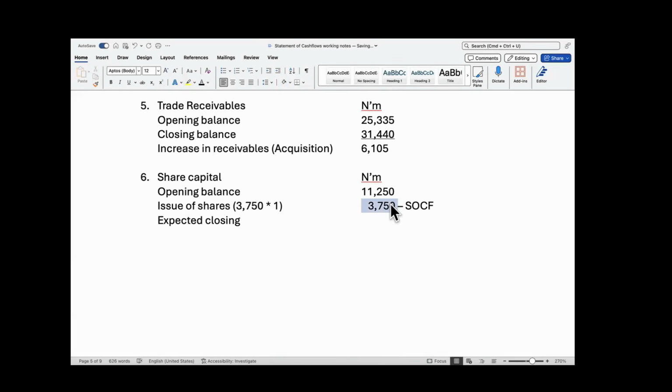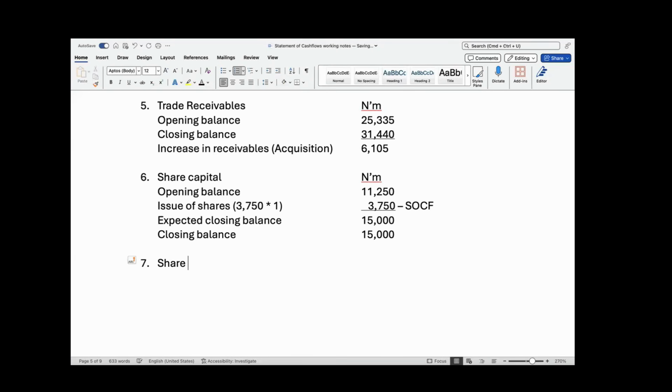Who can add this together? 15,000. And what's the closing balance itself? 15,000. Okay, good. That one is expected because there's really nothing else that will have cash movements, except if there's a bonus issue, which will not have any cash impact.